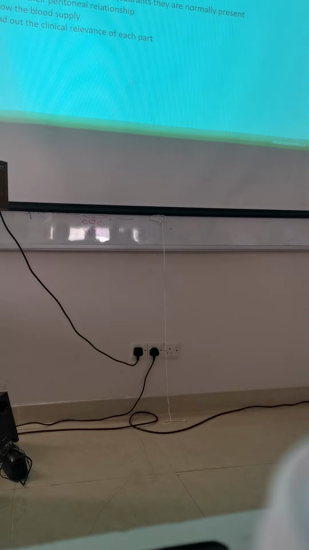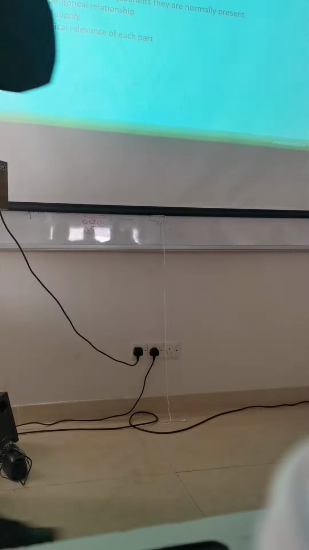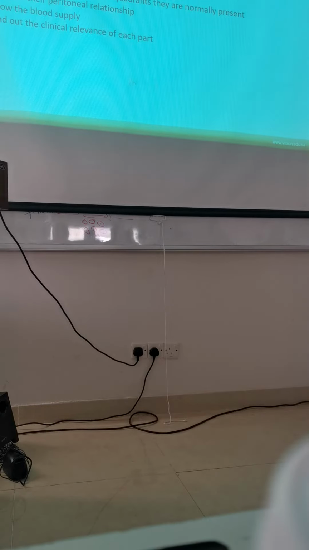Describe their peritoneal relation. As I told you, why do we need to know the peritoneal relation? To know if it is movable or a relatively fixed organ. Mostly they are not fixed, but relatively fixed, or they are movable organs. If we know the mesentery, which is the peritoneal relation, we can understand this.